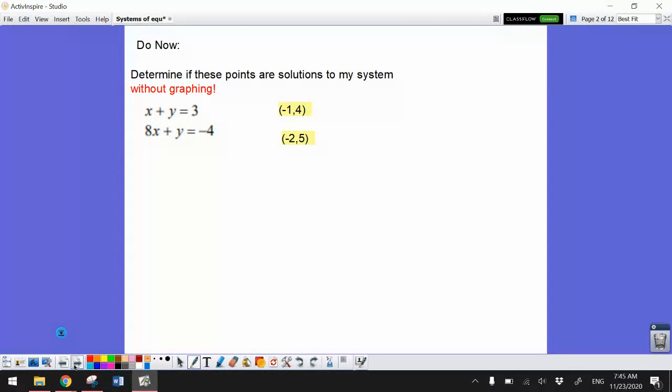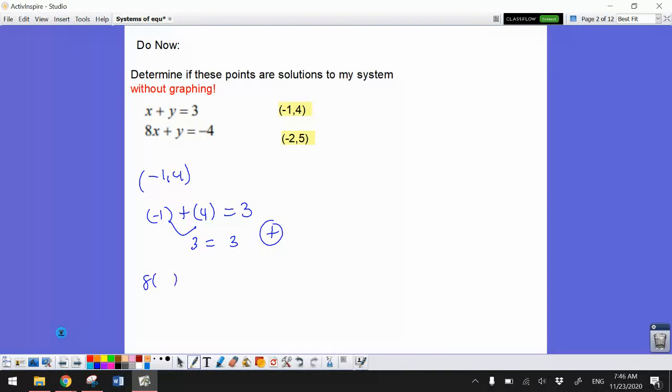So if you remember, the easiest way to determine if a point is a solution is to substitute and see if the statement is true or false. So I'm going to go ahead and start with my first solution of negative 1, 4. And I'm going to substitute into my first equation. The x comes first, the y comes second. So I see that I have negative 1 plus 4. Well, that's 3. So 3 equals 3. So I see that one is true. Okay, that is a true statement.